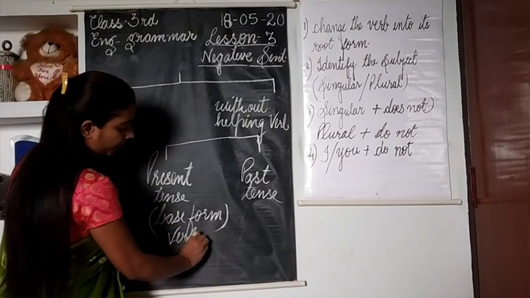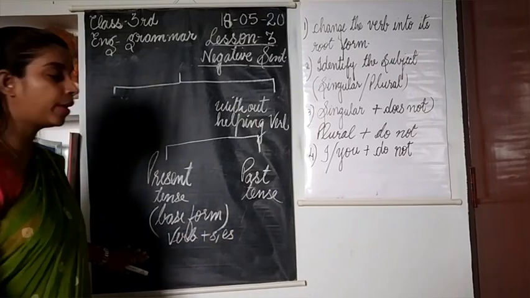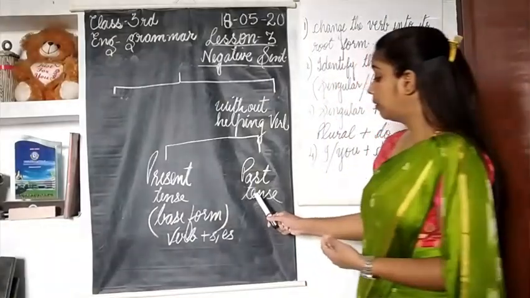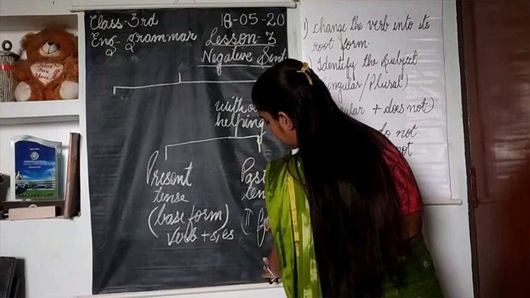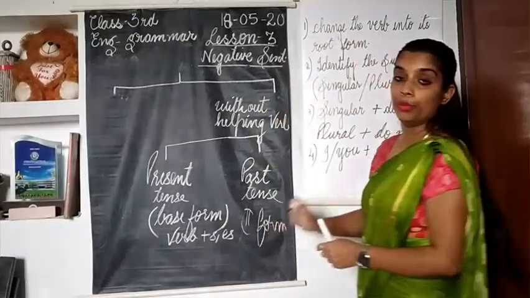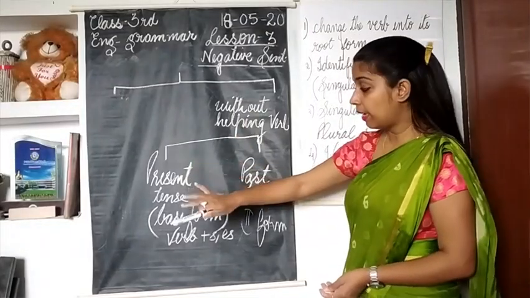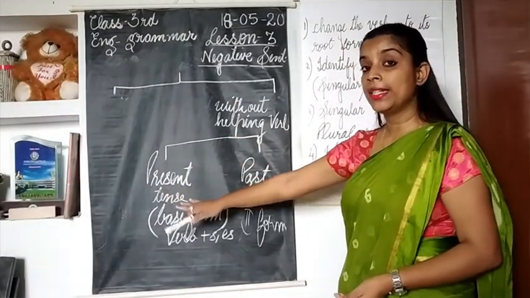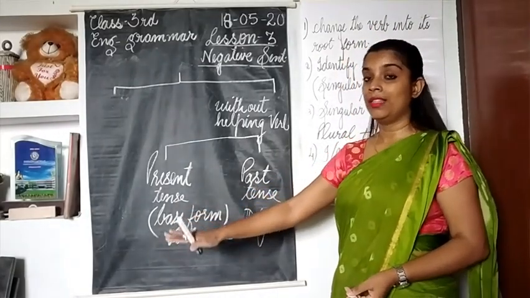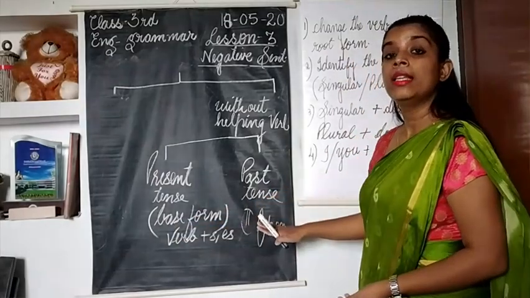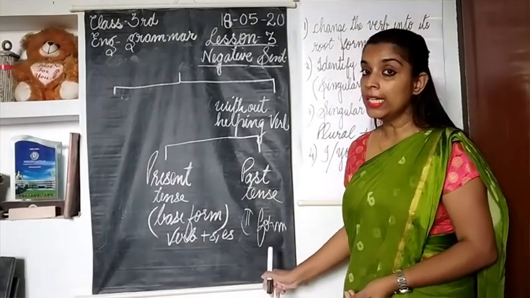Sometimes S or ES is added when the subject is singular. And what is past tense? In past tense, the second form of the verb is used. So I told you that for sentences without a helping verb, you can identify whether they are in present tense or past tense by looking at the verb: whether the base form of the verb is used in the sentence or the second form of the verb is used.